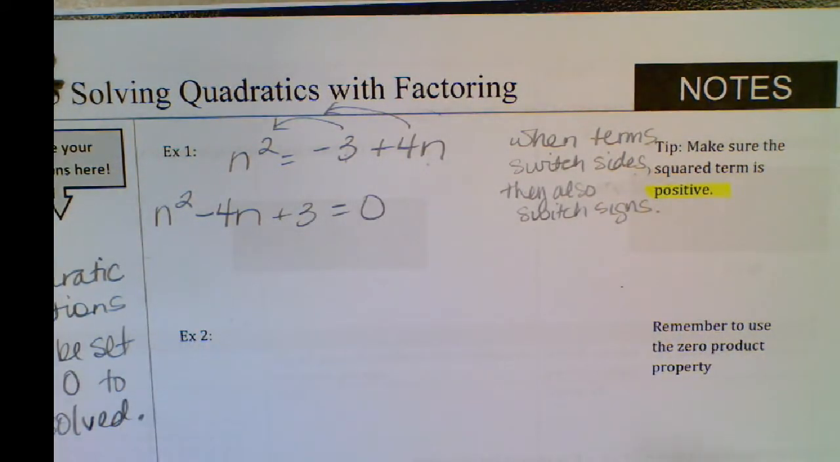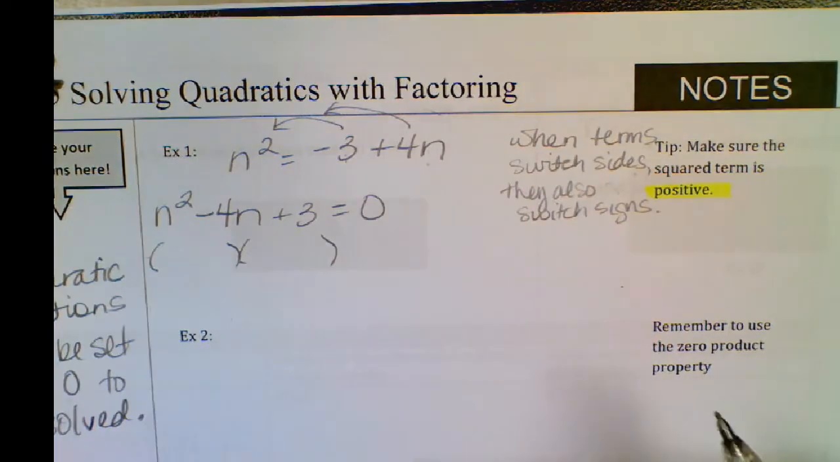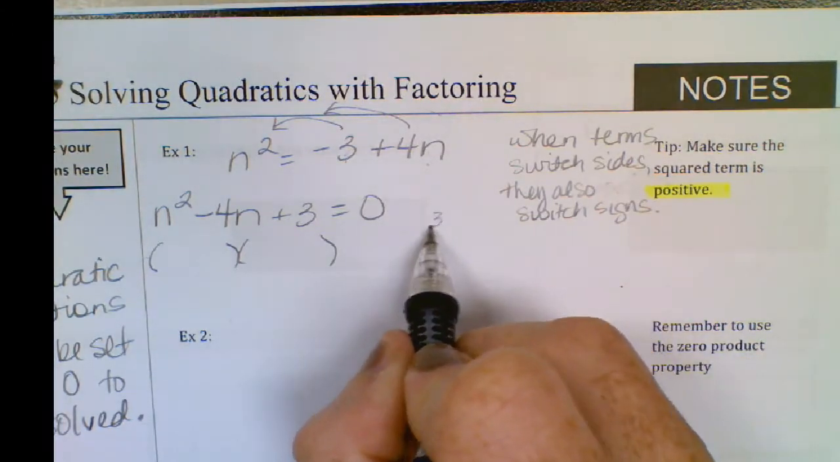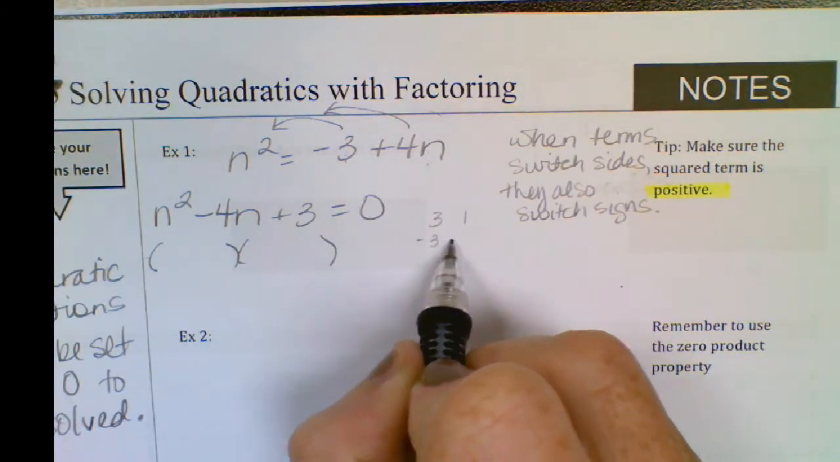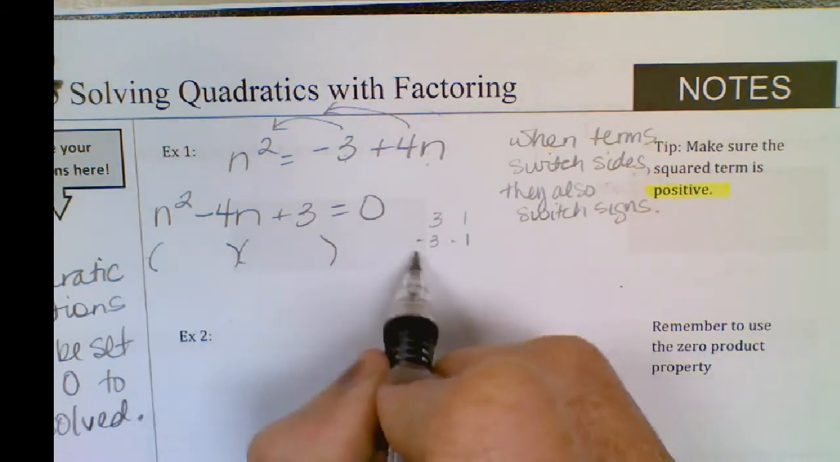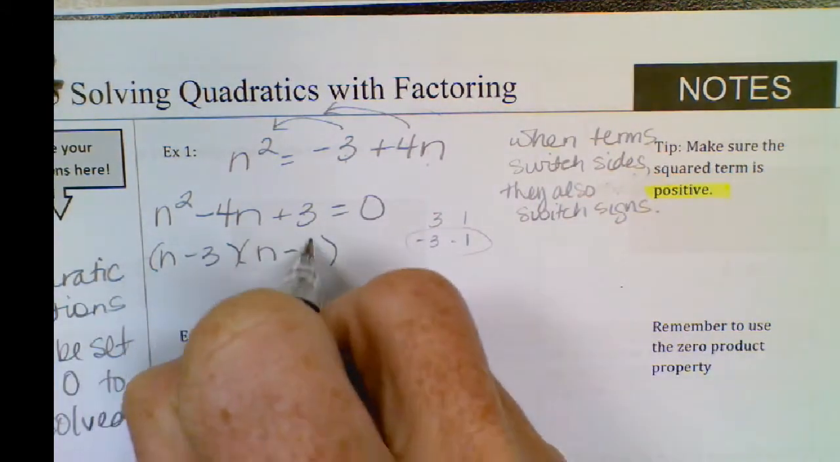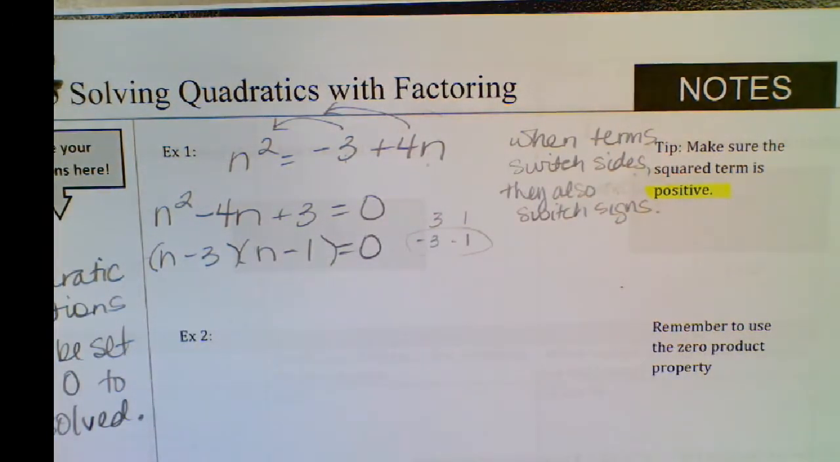Okay? Now we have something that's factorable, so everything's set equal to 0. Now I'm going to find two numbers that add up to -4 that also multiply to 3. The only thing that multiplies to 3 is 3 and 1, or -3 and -1. If my sign in the middle is negative and this is positive, then both of these have to be negative. So I have n minus 3 and n minus 1 equals 0.